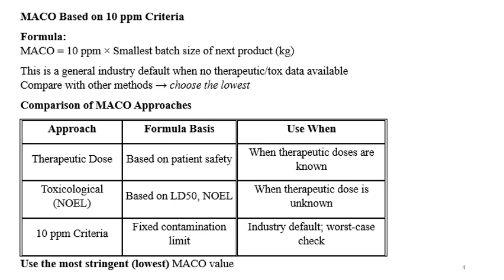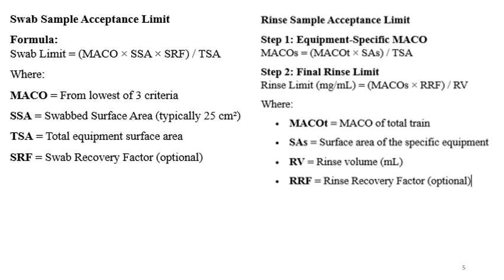Then 10 ppm criteria is a fixed contamination limit. Industry default, worst case check. So 10 ppm criteria is a worst case check and can be used by default, but out of all these three, the most stringent MACO value, that is the lowest MACO value, is required to be considered.